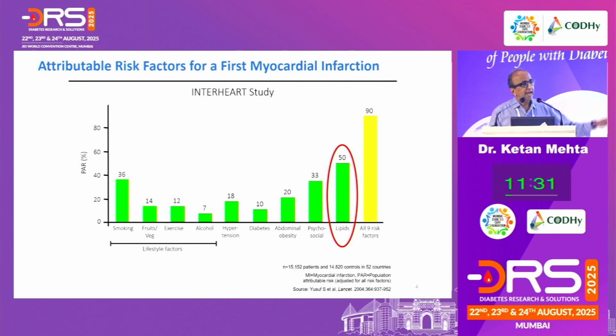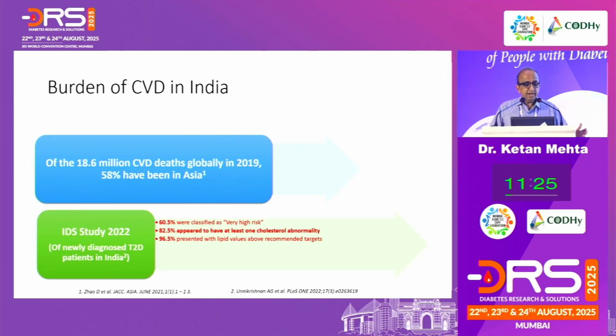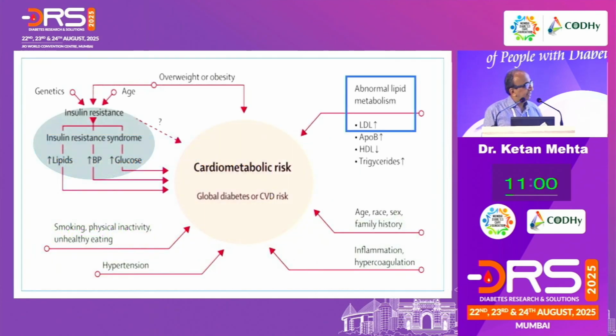So imagine a diabetic patient with dyslipidemia. What is the burden? It's a huge burden. And you look at this IDS study 2022 of newly diagnosed type 2 diabetic patients in India, and what it had shown is that 60.5% were classified as very high risk, 82.5% appeared to have at least one cholesterol abnormality, and 96% presented with lipid values above recommended targets.